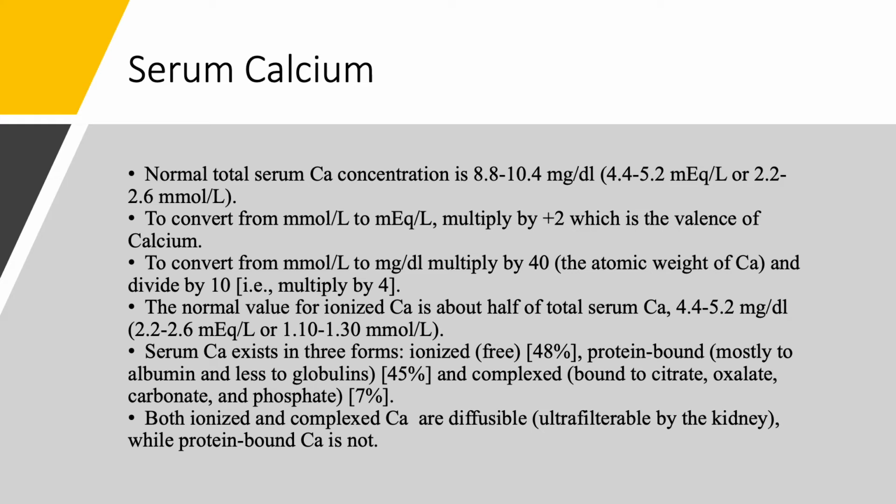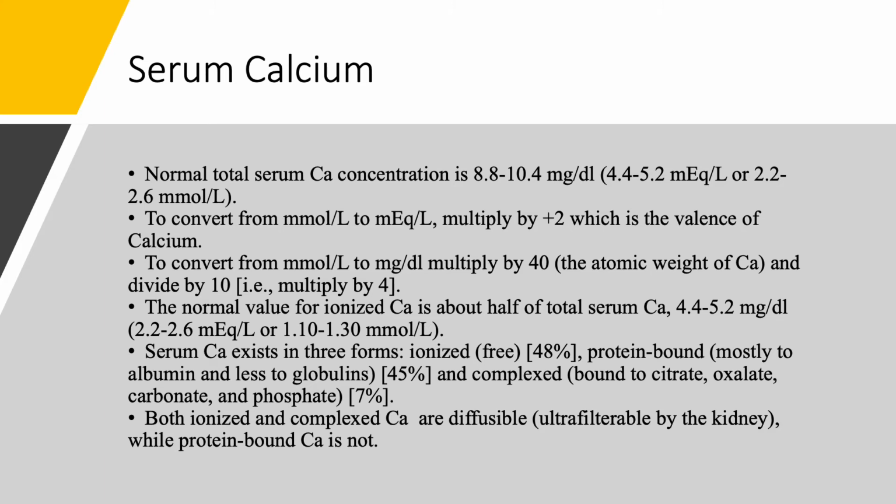So again, to convert from millimole to milliequivalents, you multiply by 4, which is the valence of calcium. We said calcium is divalent. And to convert from millimole to milligram per deciliter, you multiply by 40, which is the atomic weight of calcium, and then you divide by 10, or simply you multiply by 4. Now, ionized calcium is about 1/2 of total serum calcium. So serum ionized calcium is 4.4 to 5.2 milligram per deciliter, or half of that will be milliequivalent per liter, or half of milliequivalent per liter will give you 1.1 to 1.3 millimole per liter.